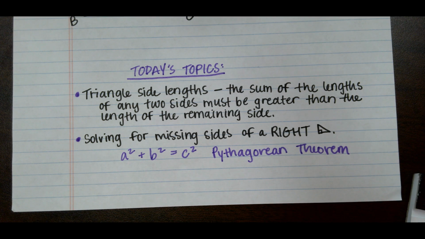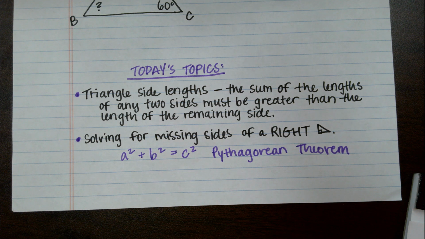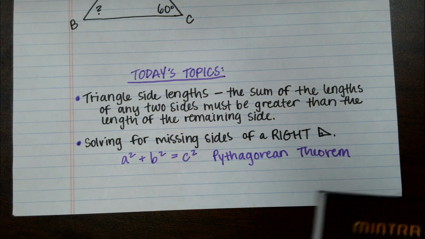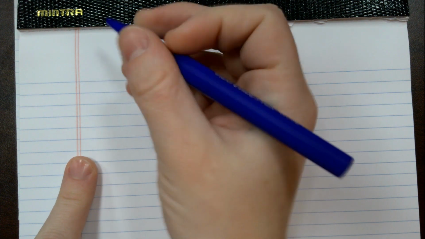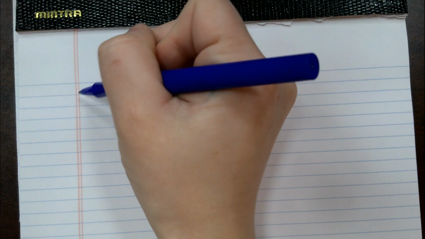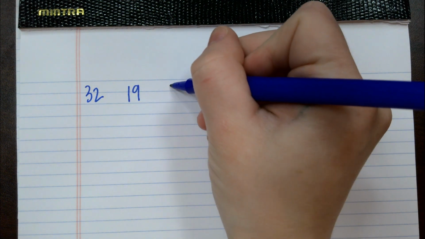Okay, so one of the things we're talking about is what I just said for the first topic, the triangle side lengths. So basically, if we have a triangle, we'll use the first example they gave us on the website. One side is 32, one side is 19, and one side is 52.